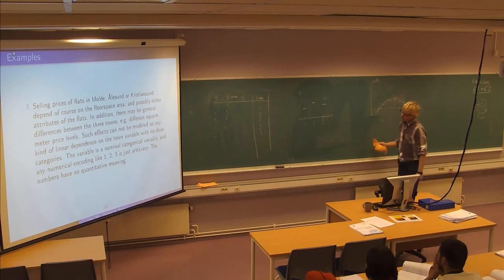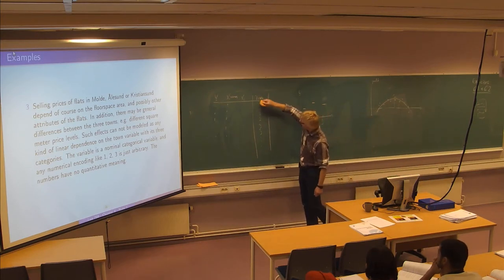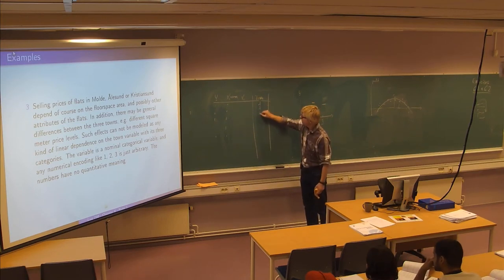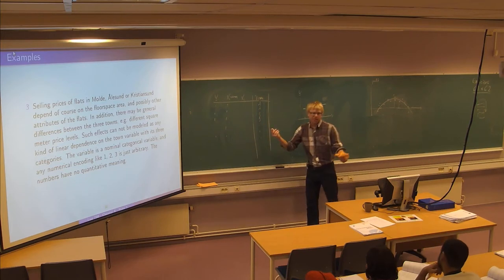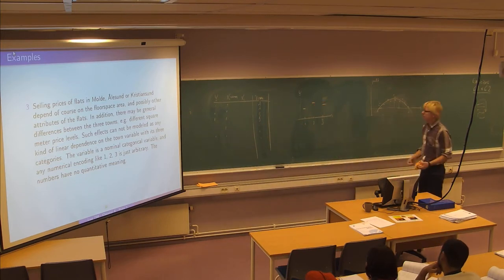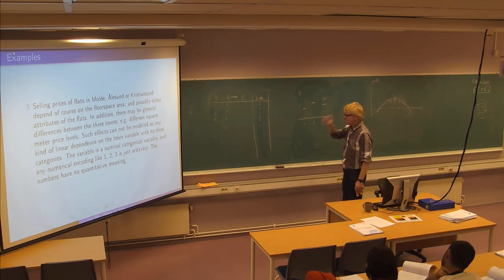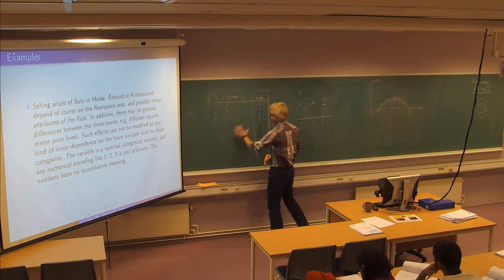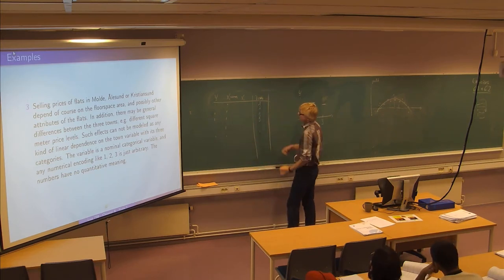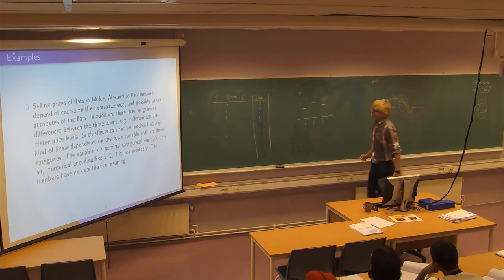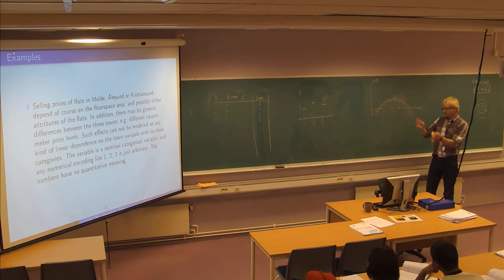And in fact, you realize that this encoding is completely arbitrary, so it could equally well have been different. So the numerical aspect is completely gone here. And still, we will see that the regression analysis, the whole regression model, should somehow be able to take these three groups or these three towns into account in some reasonable way. So the question is, how do we do this?